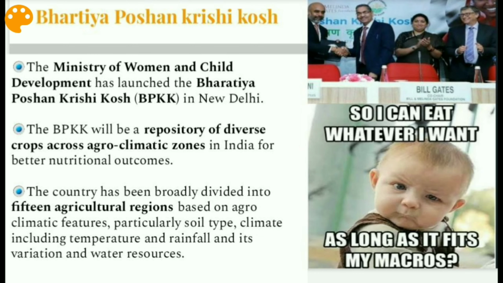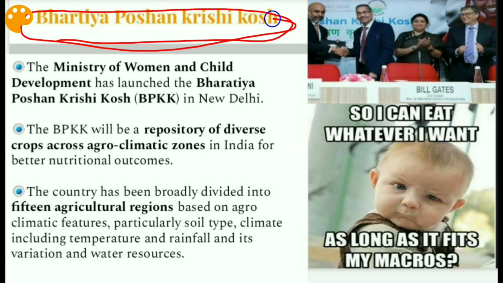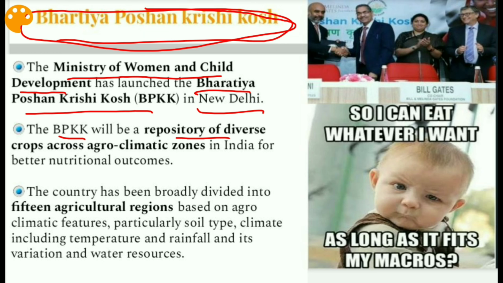So the next issue is Bharatiya Poshan Krishi Kosh. Though it looks like the Ministry of Agriculture, the Ministry of Women and Child Development has launched this Bharatiya Poshan Krishi Kosh in New Delhi. It is not the Ministry of Agriculture, always remember it. The BPKK will be a repository of diverse crops across agroclimatic zones in India for better nutritional outcomes.